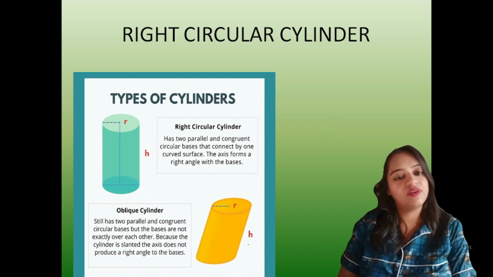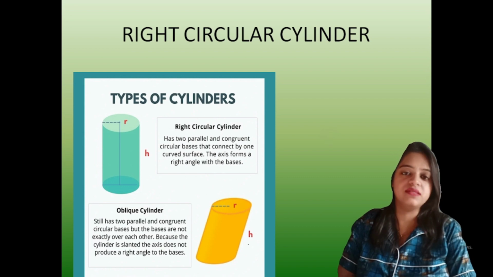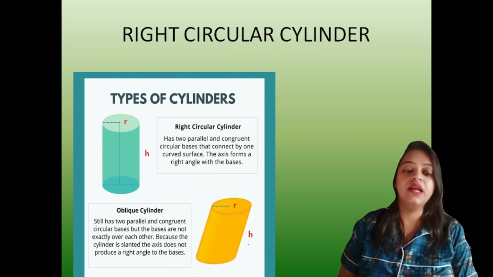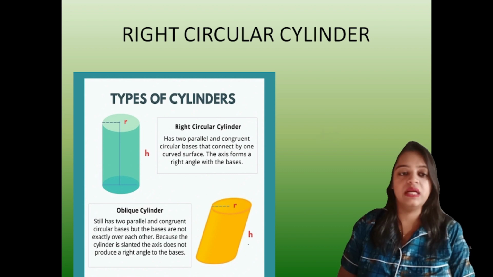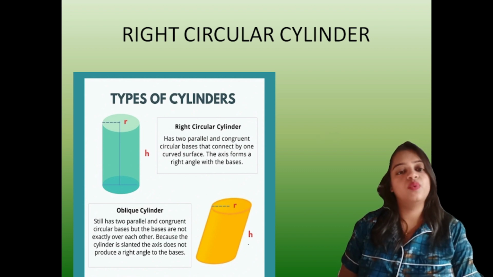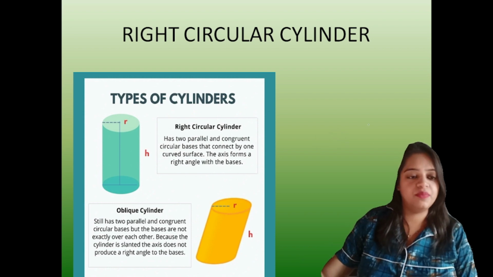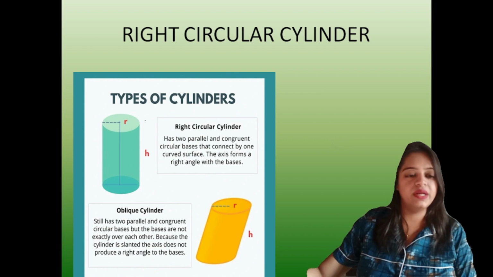Find the area of a right circular cylinder, find the volume of a right circular cylinder. So what is the difference when they are writing cylinder only or they are writing right circular cylinder? What is the meaning of the word right circular? Let's see now. You can see on your screen two types of cylinders. This first one is your right circular cylinder, right? And this is your oblique cylinder.